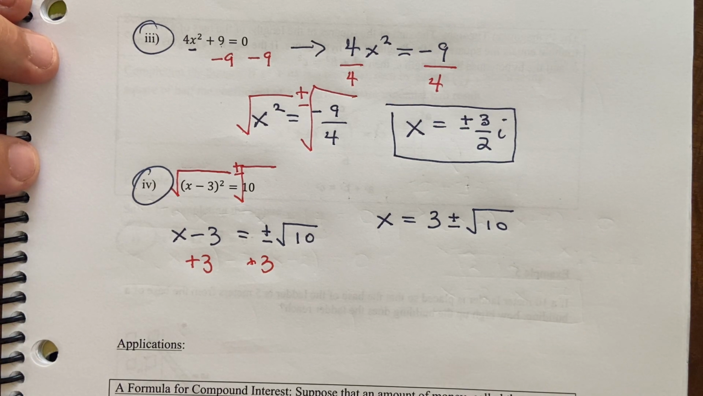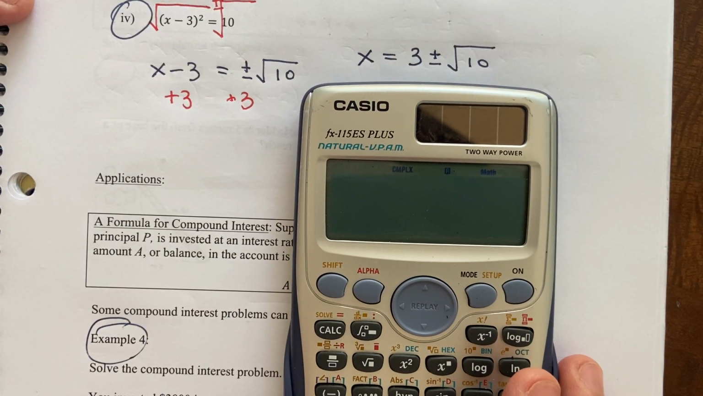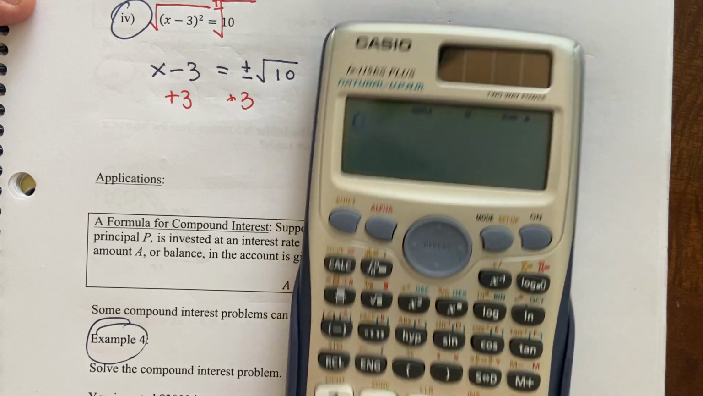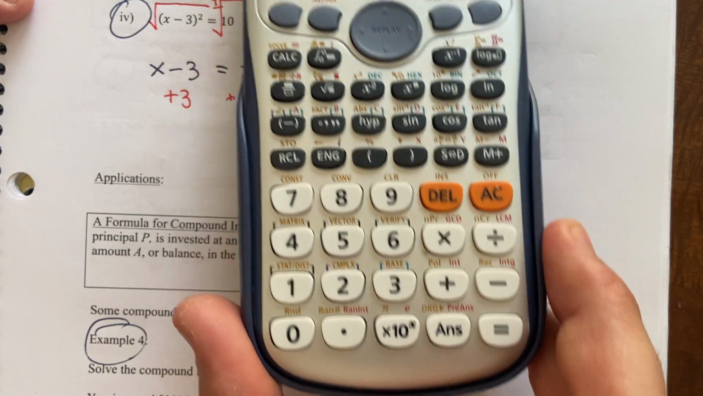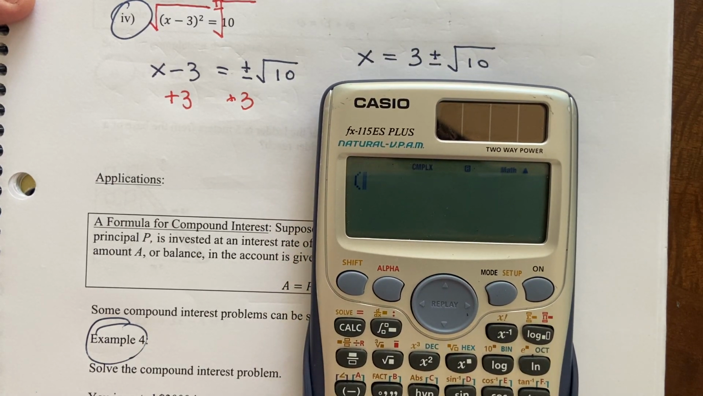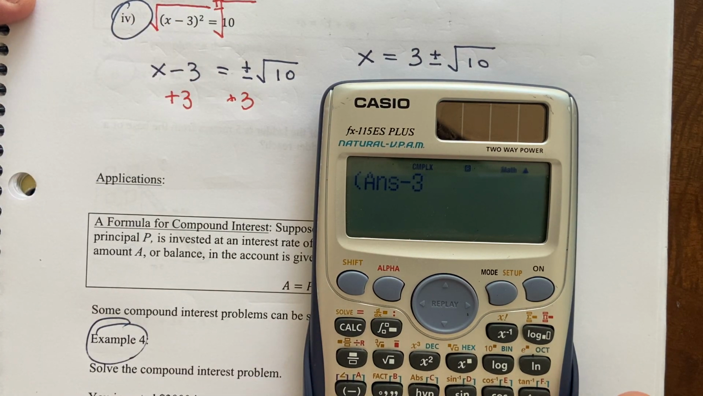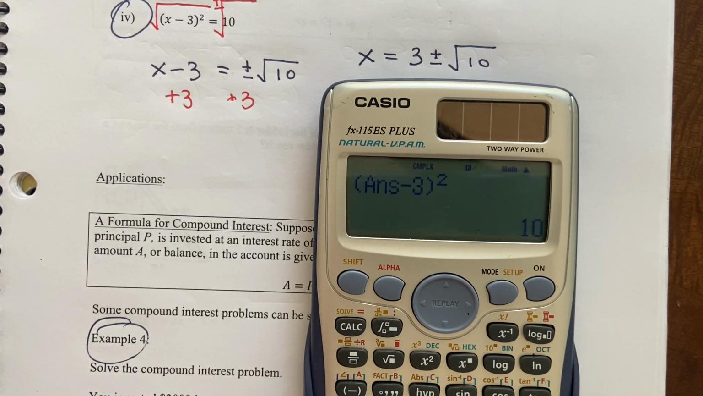And if you wanted to check that, you could. So one way to do this would be to type in 3 plus root 10. And then if you press enter, that's now saved in memory. And what you can do is go parentheses answer, so this answer button down here. So answer, and then it's x minus 3, so I'll go minus 3, end parentheses squared. I should be getting a 10 out of this or else something went wrong. So that looks good.